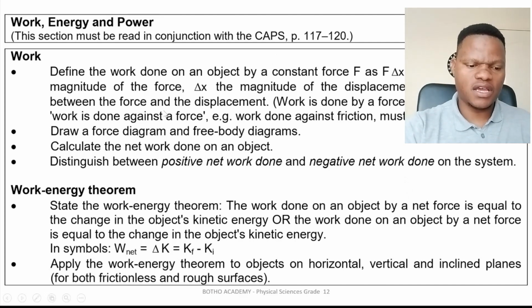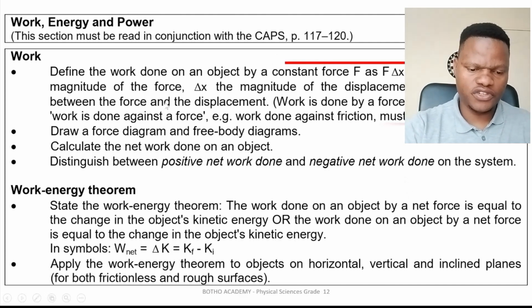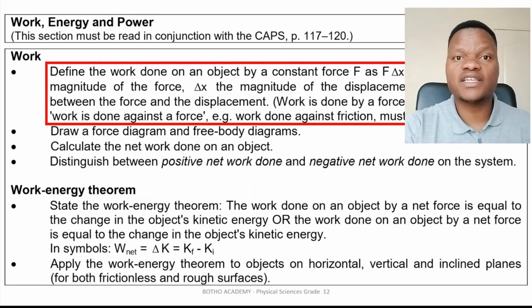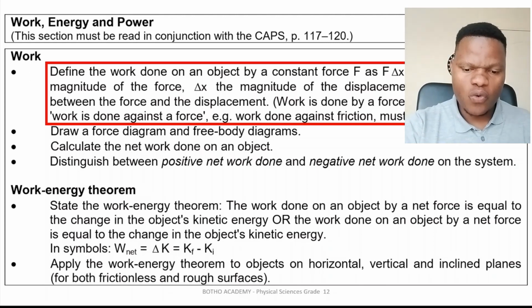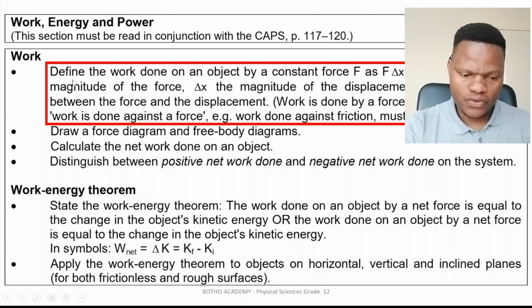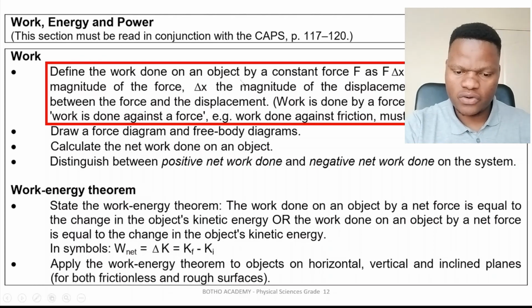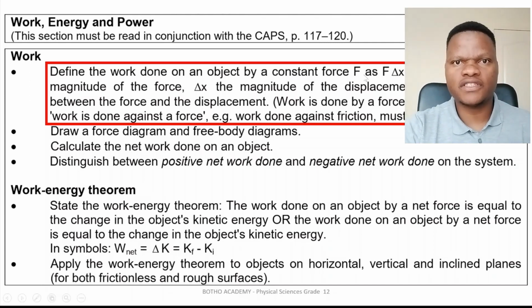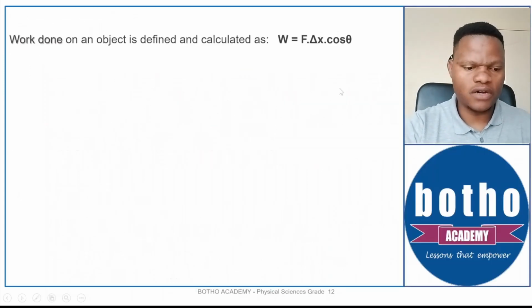Now, the first thing under work is the definition of the concept of work, okay? And today's lesson is going to be precisely about that. Now, work done, as you can see there, you are expected to define work done on an object by a constant force as F delta X cos theta, and that is exactly the definition of work done. Simple as that, okay? Now let's go to breaking it down.